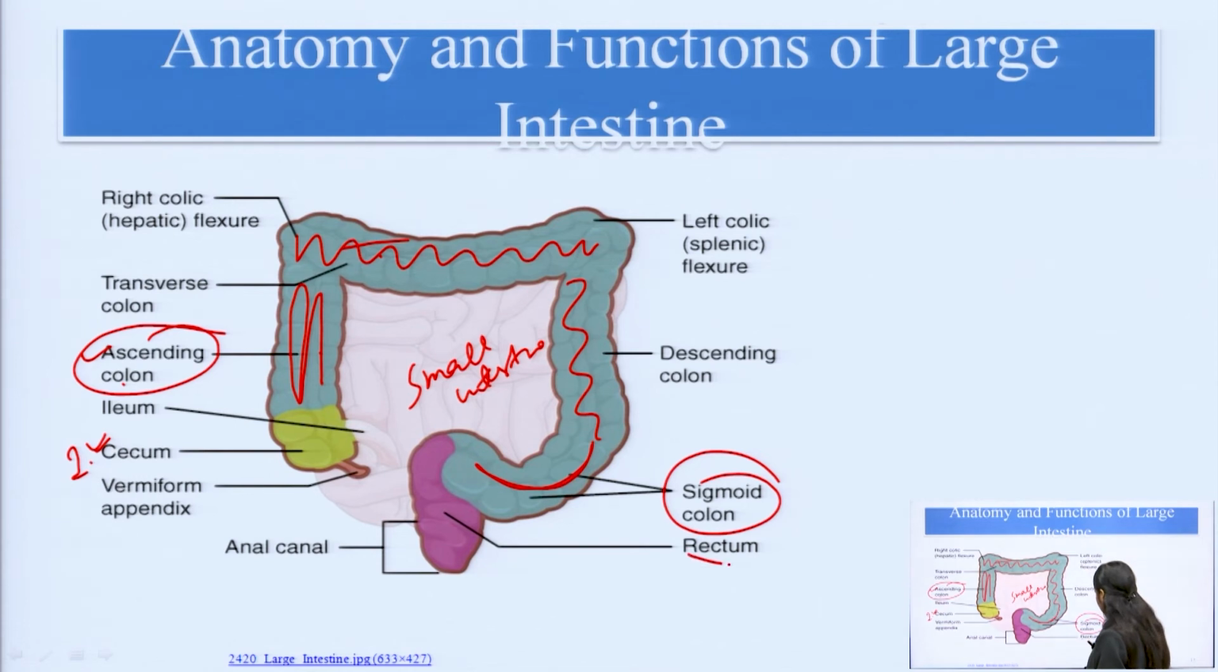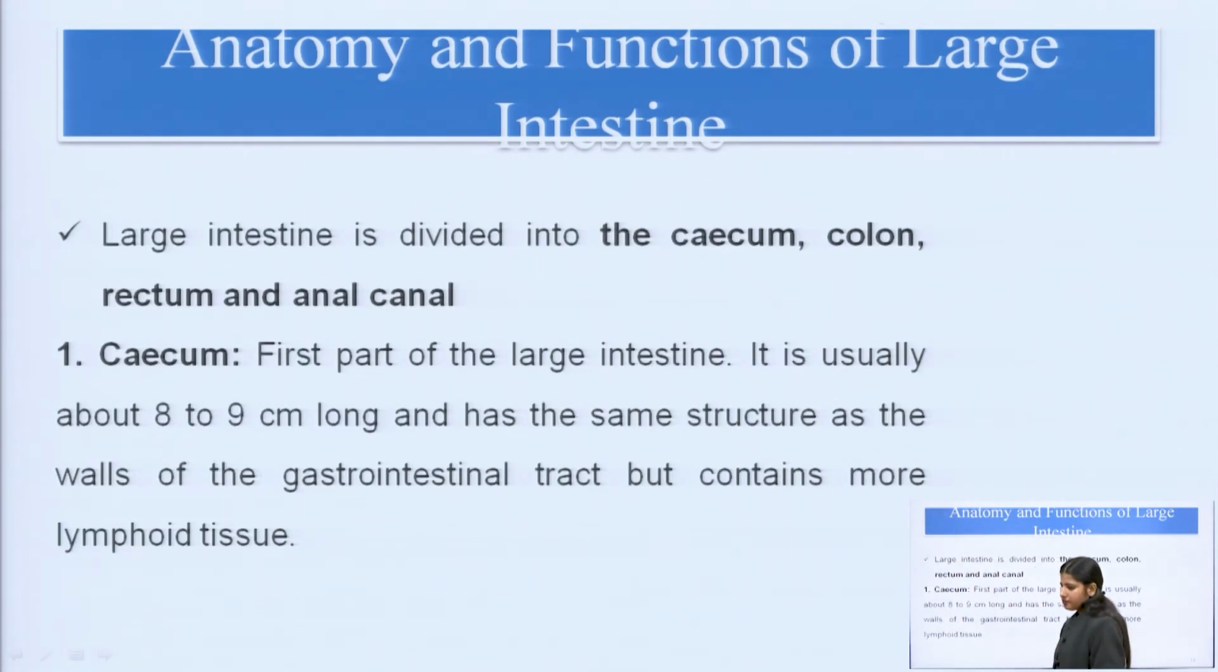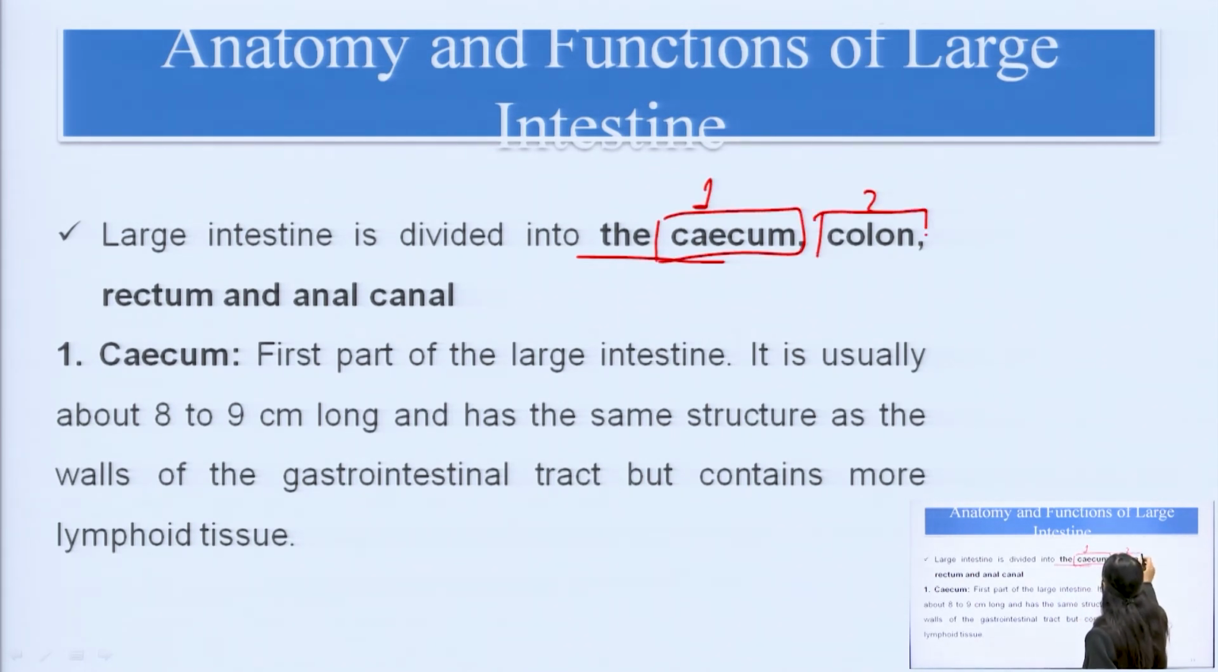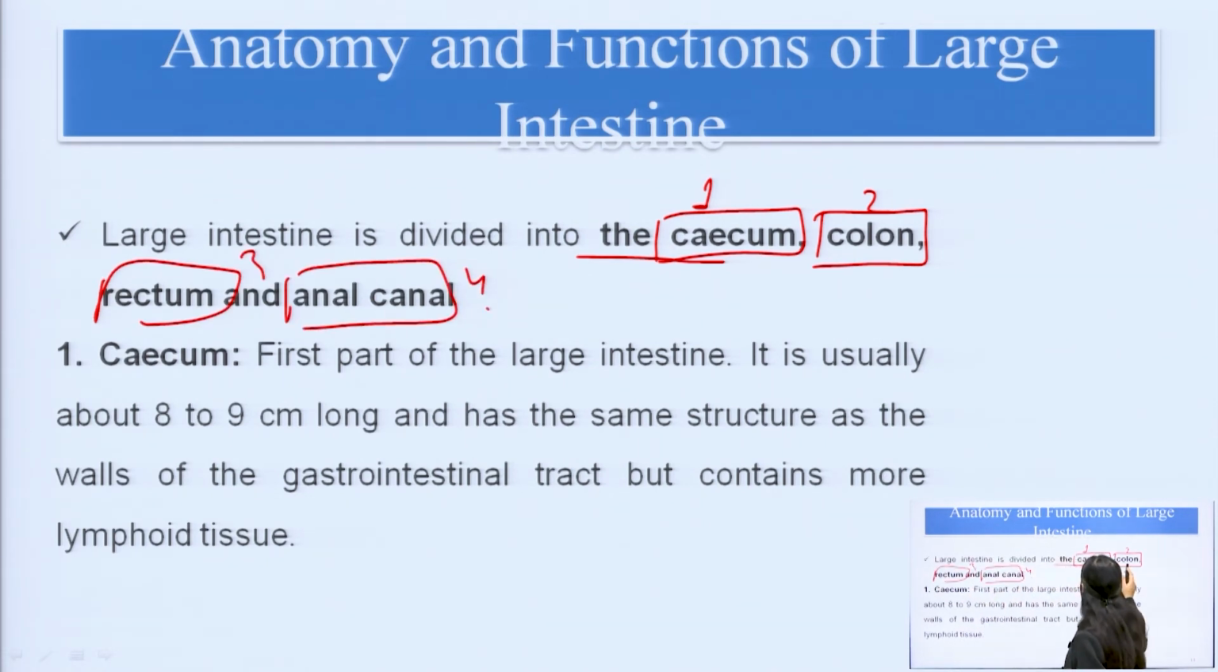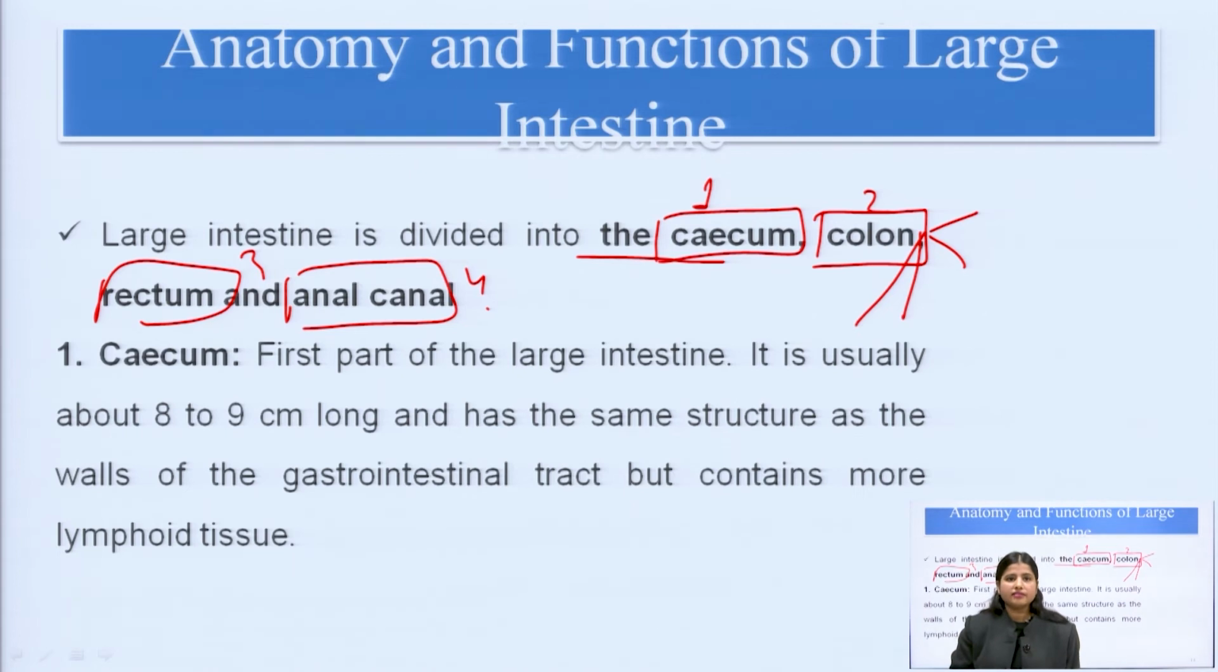Then later on there is the rectum. This area is the rectum, and then there is the anal canal. This region is the anal canal, which is for the expulsion of the feces. Now see, the large intestine is divided into cecum, colon, rectum and anal canal. And as I told you in the diagram, the colon is also divided into four parts: ascending, transverse, descending and sigmoid.